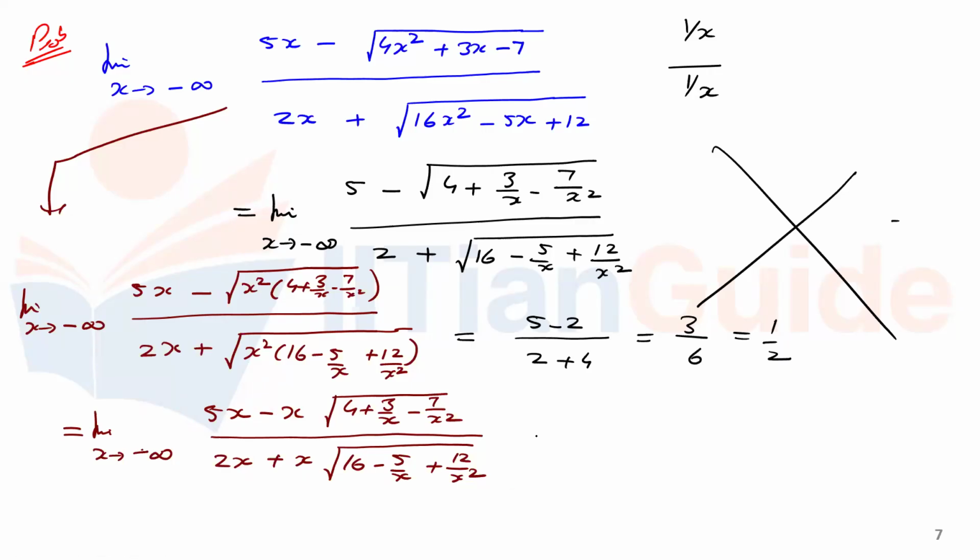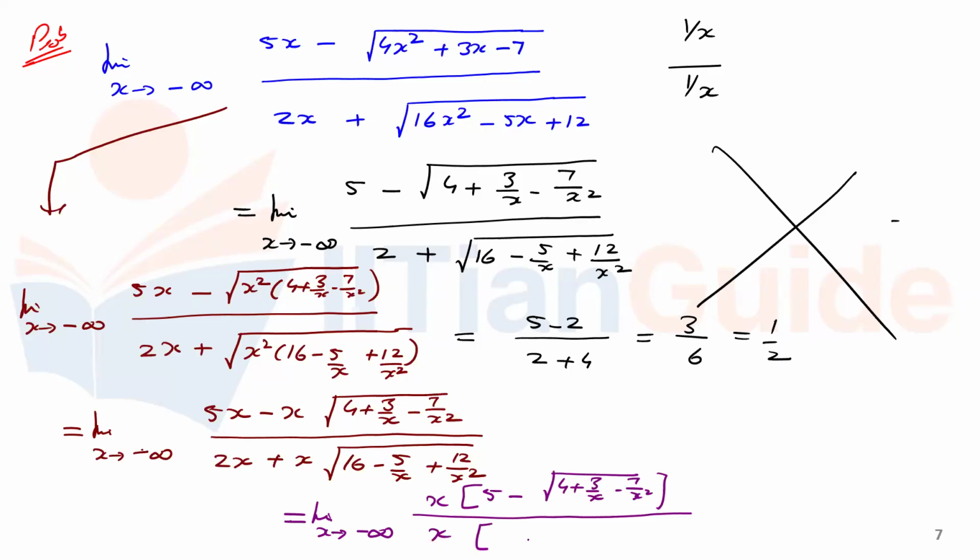Okay, I'm writing. I will show you. Now I can take x common. Limits x extending to minus infinity. Sometimes it's good to write the wrong thing so that it becomes clear. I'm taking x common. So I'm getting 5 minus under root of 4 plus 3 by x minus 7 by x square. After that, I will take x common in the denominator also. I'm going to get 2 plus under root of 16 minus 5 by x plus 12 by x square. Am I right? Please tell me.